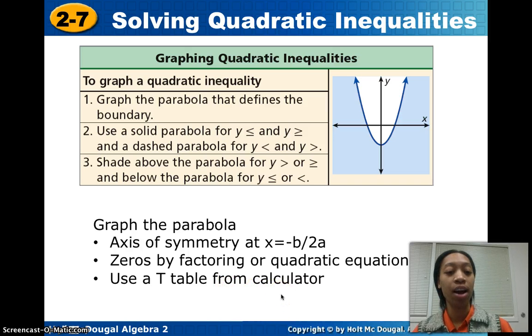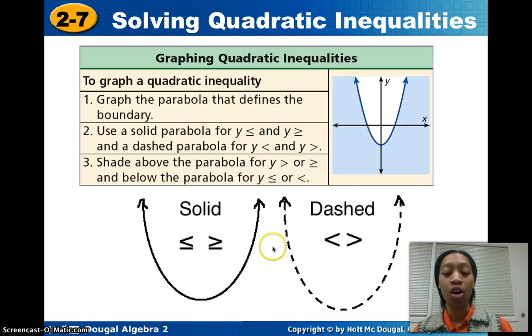Okay, so once you have it graphed, then when you're going to draw it on your paper, if it has a less than or equal to, or greater than or equal to, then you need to draw the actual line. But if there is not a line underneath it, if it's not equal to, if it's just less than or greater than, then don't include that actual boundary line. You need to make it dashed. So for less than or for greater than, we just draw a dashed line.